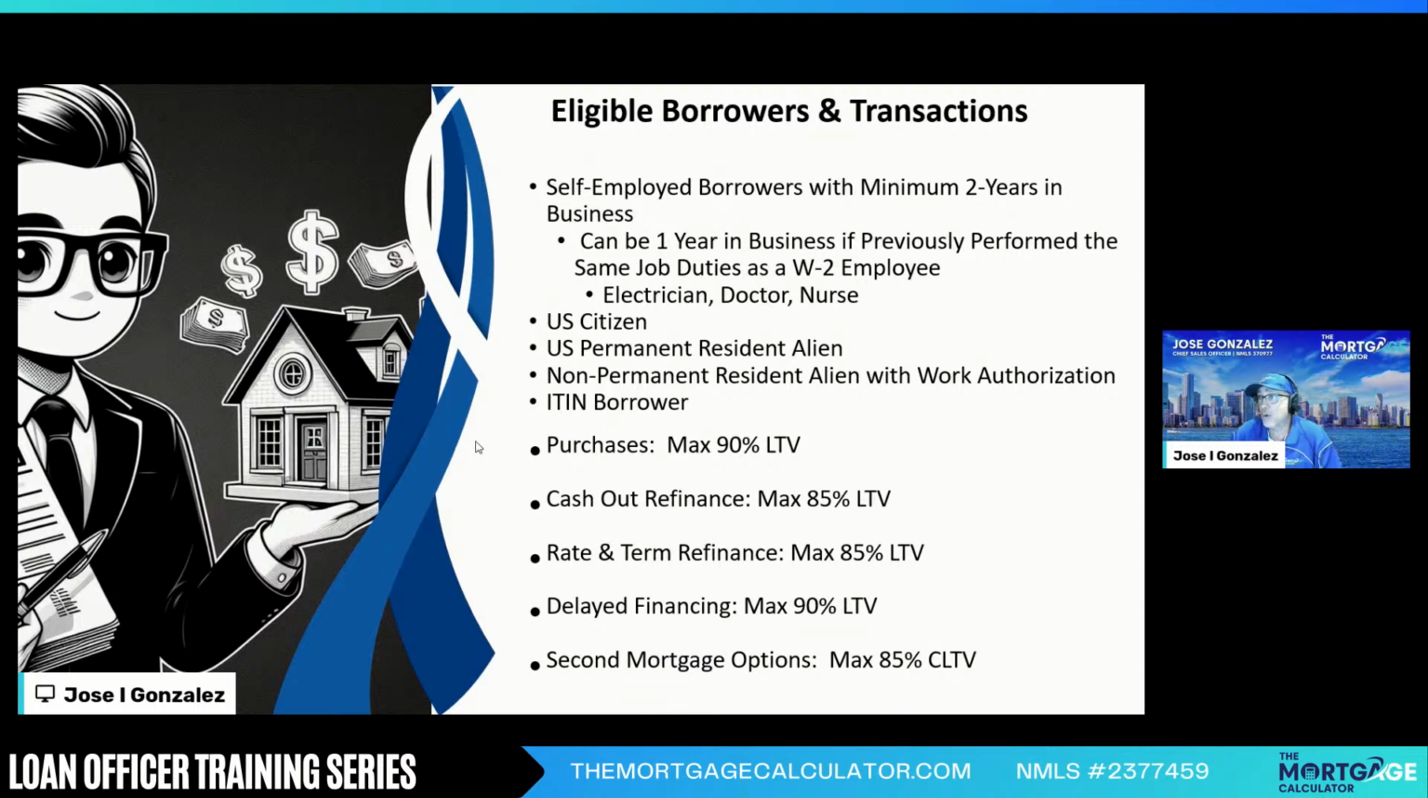Now, eligible borrowers, like mentioned previously, are self-employed borrowers only with a minimum 2 years history in business. However, at the mortgage calculator, we do like having workarounds and alternative solutions to even our alternative documents. And we do have options where they can be 1 year in business if previously performed the same job duties as a W-2 employee. Common examples for this would be a licensed electrician that was an employee, now they're on their own. A doctor, also licensed.